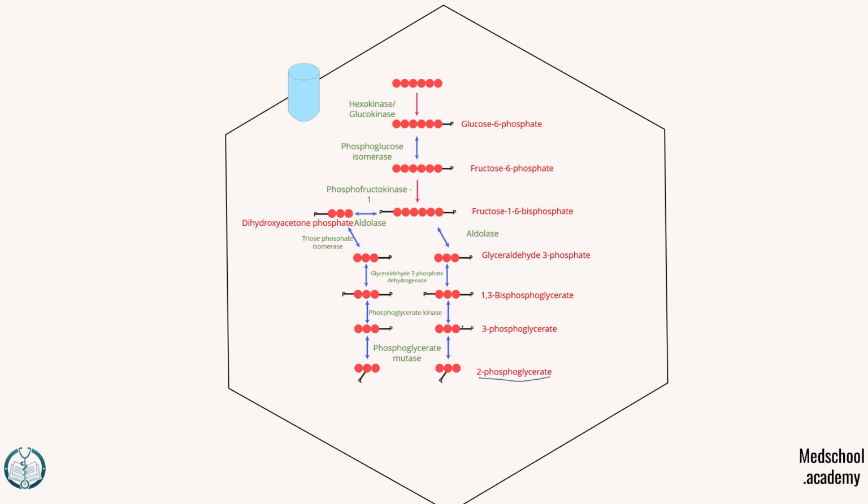Next we have the conversion of 3-phosphoglycerate to 2-phosphoglycerate. So here the phosphate group just moves from the 3rd position to the 2nd position. It's done by phosphoglycerate mutase. Next we have dehydration of the molecule. So we have 2-phosphoglycerate turning into phosphoenolpyruvate, and in this we release 2 molecules of water right here.